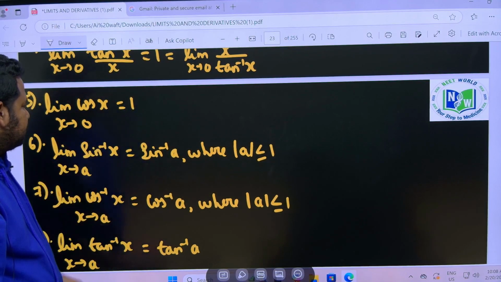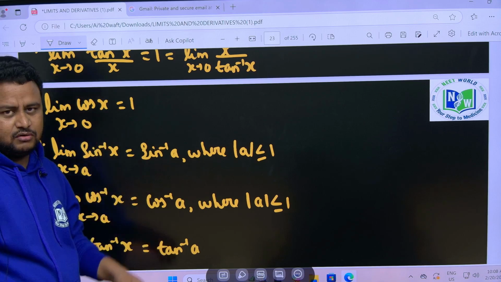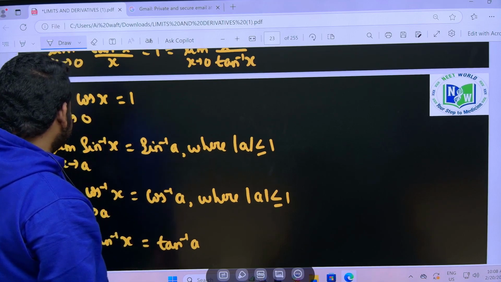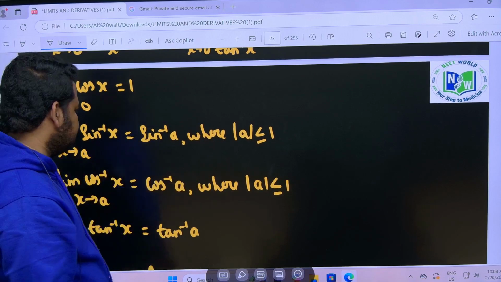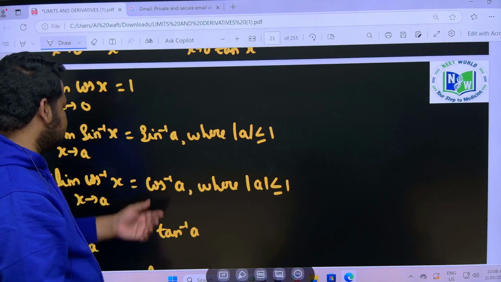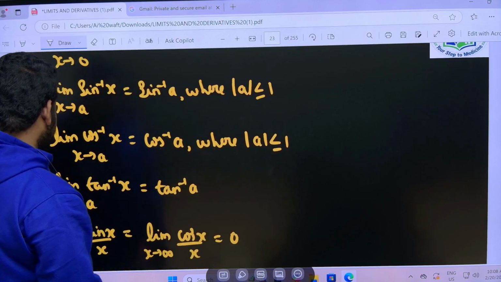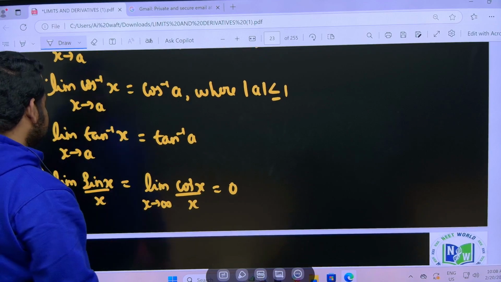I need not explain: limit of cos x as x tends to 0 is equal to 1, because we know cos 0 is equal to 1. Limit of sin inverse of x as x tends to a is equal to sin inverse of a, where modulus of a is less than or equal to 1. Limit of cos inverse of x is equal to cos inverse of a. These are all fairly direct. Tan inverse of x is equal to tan inverse of a.